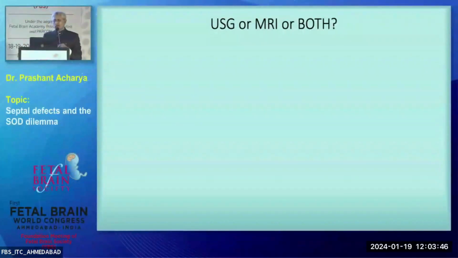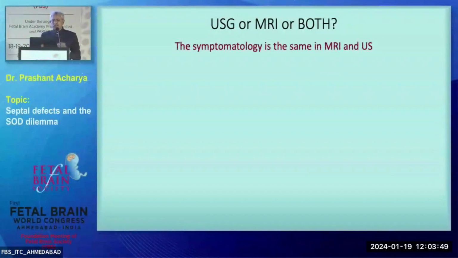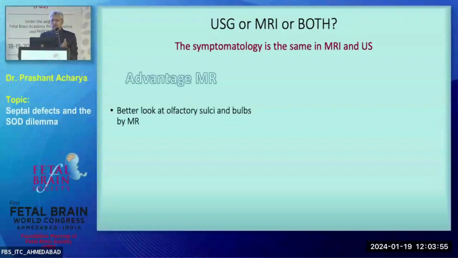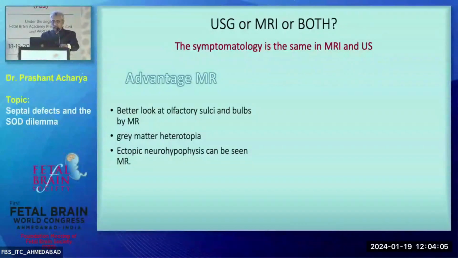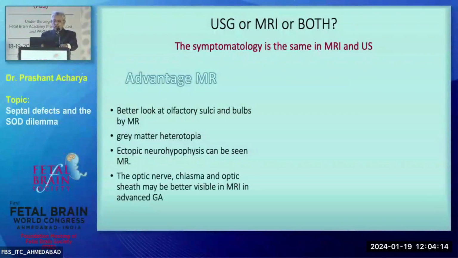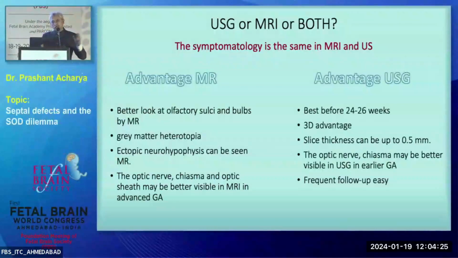So, ultrasound, MRI, or both? Symptomatologically, it is the same with MRI and ultrasound, but there are a few advantages. MRI gives a better look at the olfactory sulci and bulbs. Gray matter heterotopia is practically difficult to see by ultrasound, unless you are a very experienced sonographer or consultant. Ectopic neurohypophysis can be seen better on MR. The optic nerve, optic chiasm, and optic tract sheath may be better visualized, because on ultrasound you are never going to distinguish between the sheath and the optic nerve. So there is a difference, and that can be better perceived by MRI.